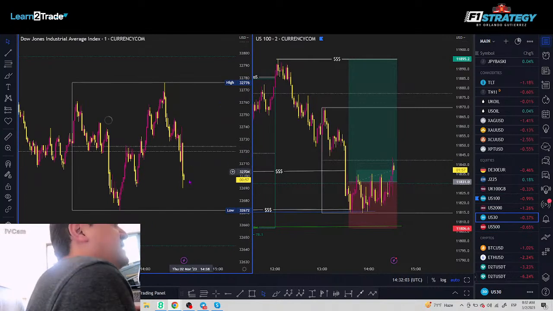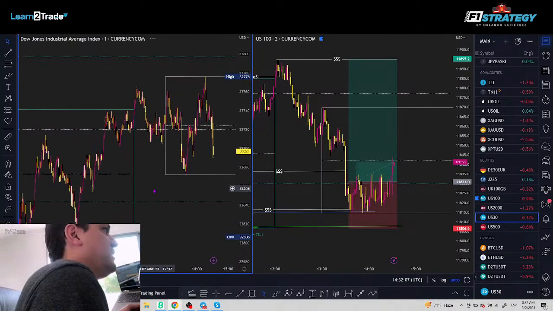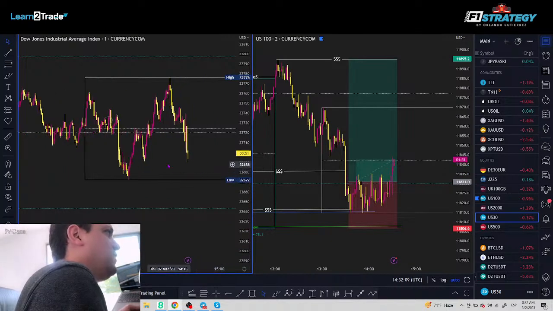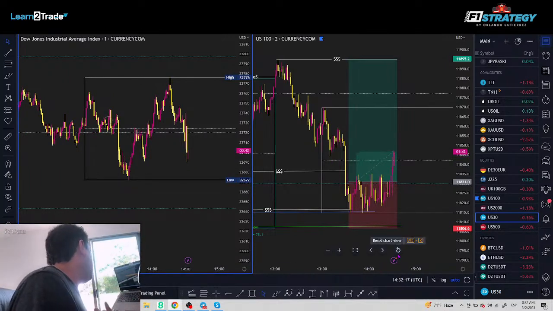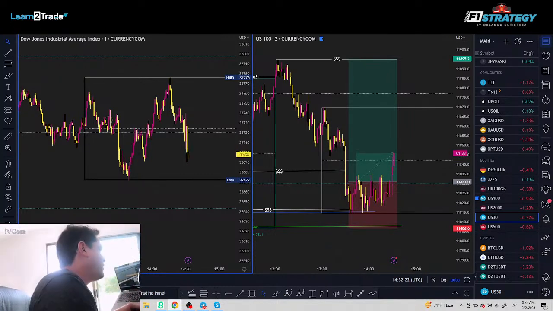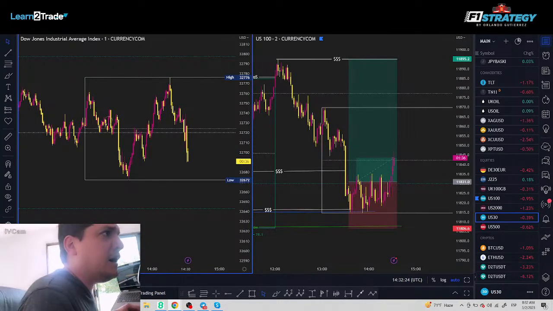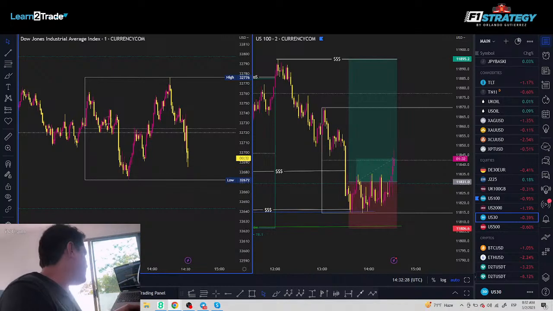The Nasdaq on the 1 minute about to mitigate that order block right here. This is a beautiful possible long on the Dow Jones Industrial Average. We're already long on the Nasdaq, so we're not going to double down on U.S. equities longs. So Michelle, I don't usually trade index, but this US 100 looks very good. Good job.